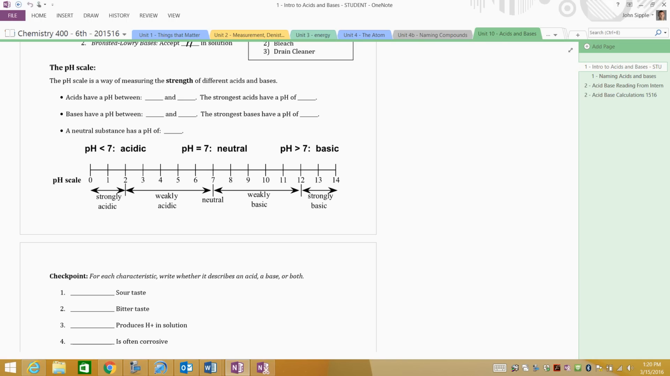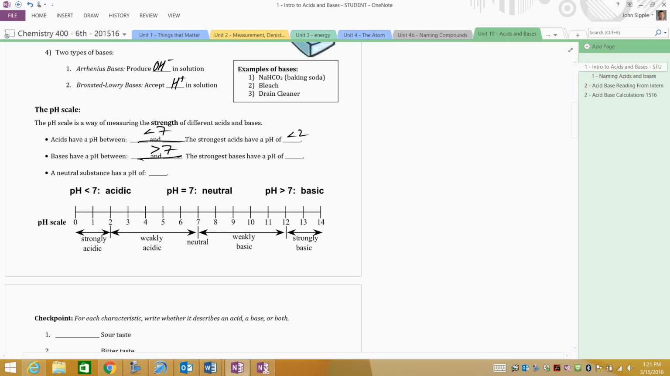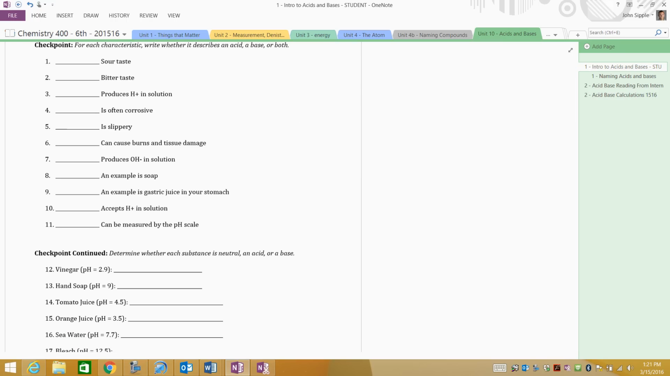All right, so anyway, pH scale. Let's go ahead and look at the pH scale. Acids are less than 7. Strong acids have a pH that's less than 2. If you're a base, you have a pH greater than 7. If you're a strong base, your pH is greater than 12, typically. If you're neutral, your pH is 7. Alrighty then. I'll give you a minute to complete the back of that page real quick.